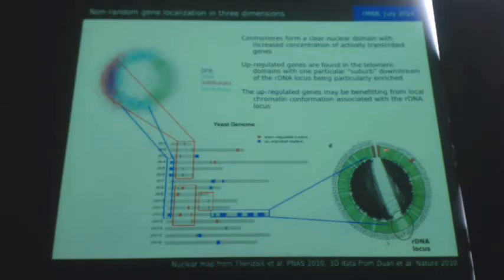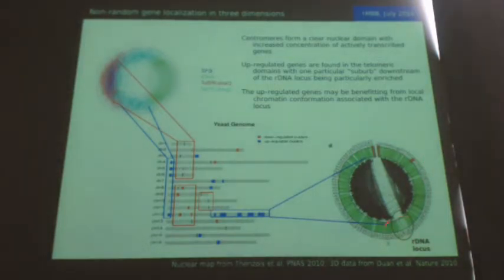So this is the whole chromosome 12. This is the centromere. This is the ribosomal DNA locus. And you see that the chromosome is actually split in two. There are a lot of interactions in this part, but they are not connected with each other. This shows up in a 3D reconstruction here.